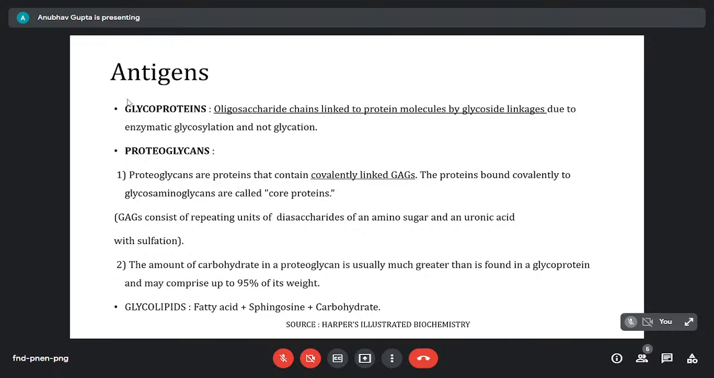What are proteoglycans? Proteoglycans are proteins which are covalently bonded with glycosaminoglycans, GAGs. And what are the GAGs? The GAGs are repeating sequences of disaccharides, which are amino sugars or uronic acid. Don't be confused. Just remember, glycoproteins are carbohydrates which are linked with proteins, and proteoglycans are proteins which are covalently bonded with repeating units of sugar. That's it.